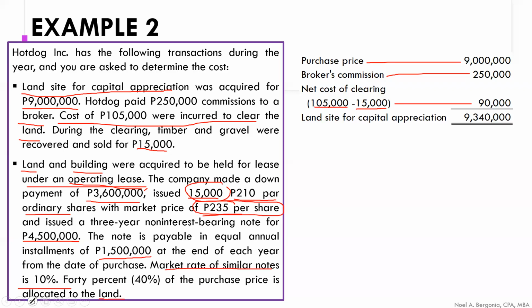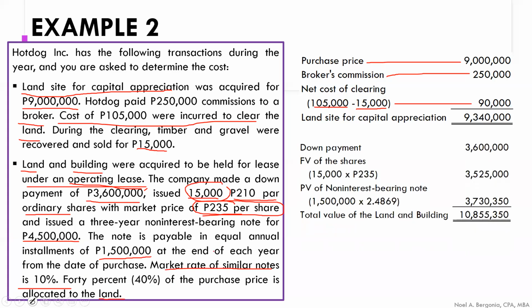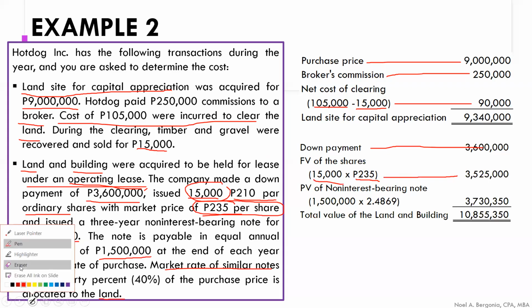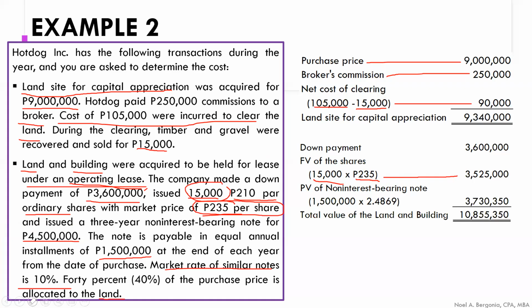So let's first determine the total amount of the land and building bago tayo mag-allocate. Okay, so first you have the down payment given na 3,600,000. Then you have also the fair value of the shares, which is coming from the 15,000 shares issued times 235 per share na market price. So with regards to the shares, we have a fair value of 3,525,000. Then the other consideration that we have given was the notes, di ba? So the notes was non-interest bearing. So tapos naka-annual installment. So this would be an ordinary annuity computation.